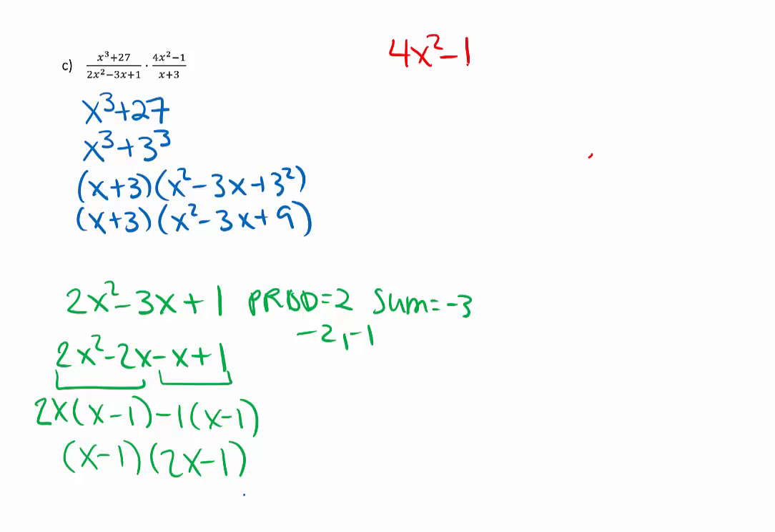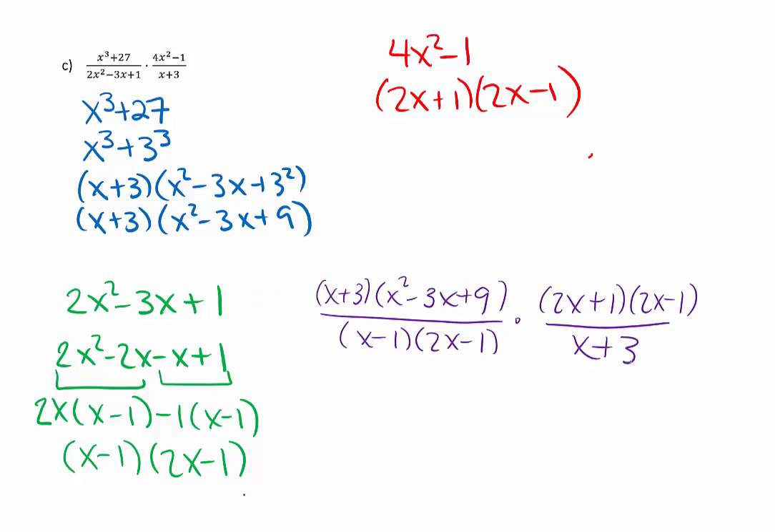Numerator of the second fraction, 4x squared minus 1. No GCF, 2 terms. This is a difference of perfect squares. I'm going to factor this as 2x plus 1, 2x minus 1. And finally, denominator of the second fraction is just x plus 3. There's no factoring we can do there.